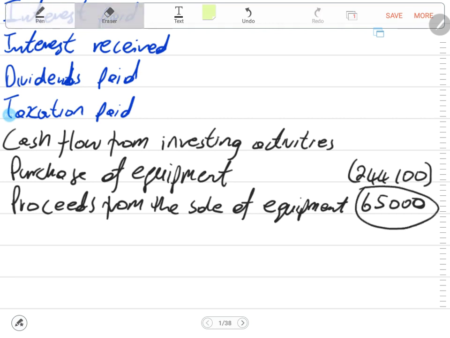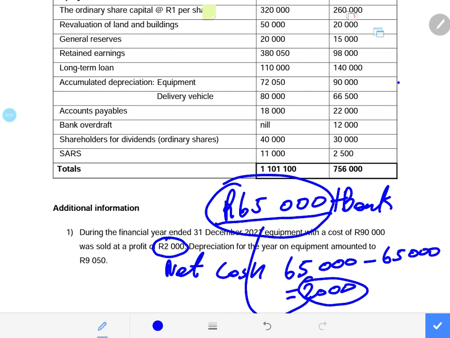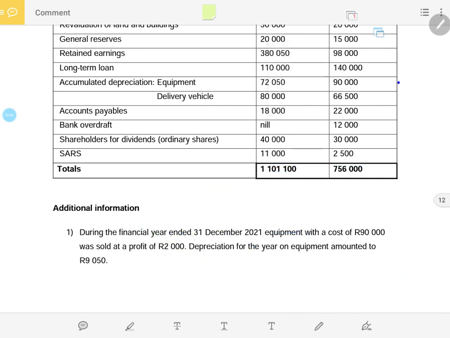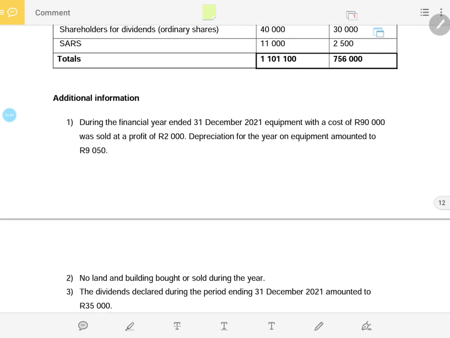That is why in the next recording, when I do the reconciliation note, the profit on the sale of an asset will be recognized as a non-cash item, because we did not receive extra cash of that 2,000. However, it is already included in the selling price of 65,000 rands that we recorded as cash received or proceeds from the sale of an asset. That is recorded under the cash flow from investing activities. Now, number 1 is complete.